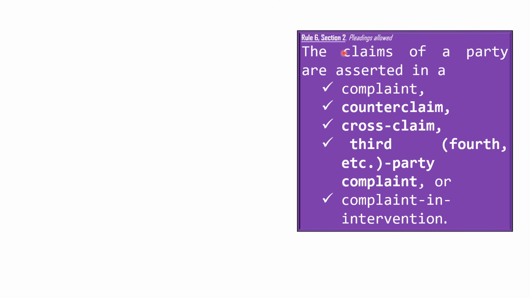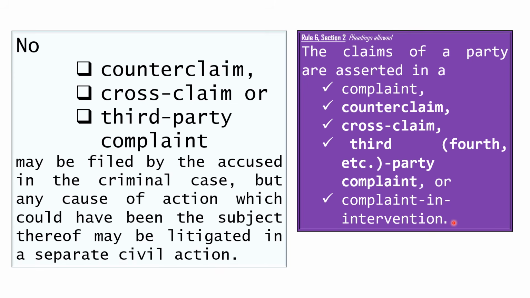If under Section 2 of your Rule 6 sa civil procedure, this was already asked in the bar examinations, the pleadings allowed are complaint, counterclaim, cross-claim, third or fourth party complaint and intervention, take note na pagdating sa criminal procedure, counterclaim, cross-claim, third party complaints are not allowed. If you're going to read the rule, no counterclaim, no cross-claim, or no third-party complaint may be filed by the accused in the criminal case. So ano ang solution mo? What is your remedy? You can have your counterclaim, cross-claim, third-party complaint litigated in a separate civil action.